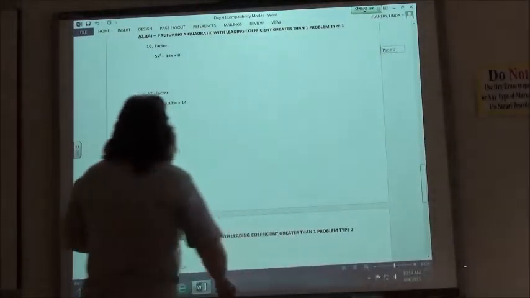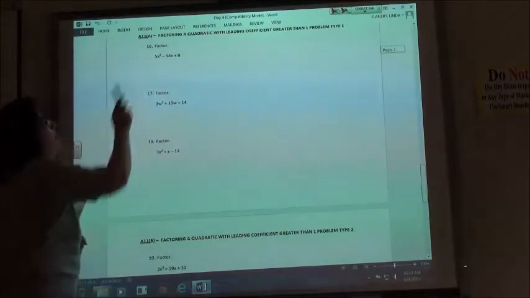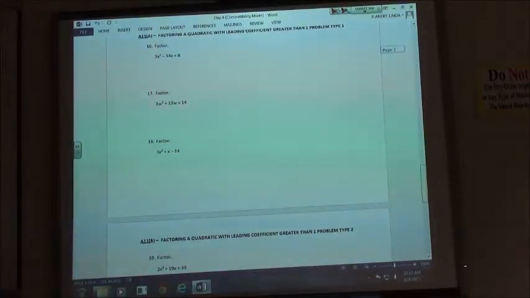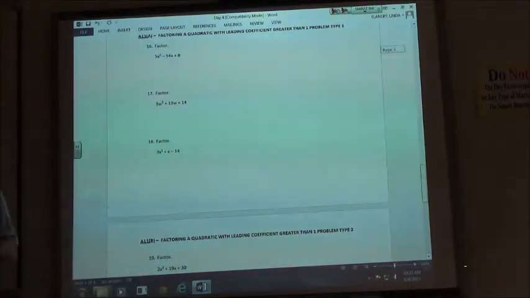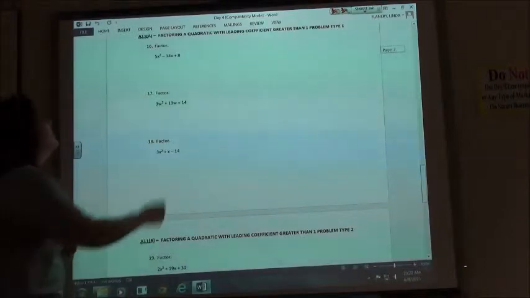So 16, 17, and 18, when I factor that, now I have a leading coefficient greater than 1. If that number in front of my x squared is a prime number, my factoring is a whole lot easier to do than if it's a composite number that has a whole lot of factoring. So they divided it into type A and type B. A is supposed to be easier than B because we have all those prime numbers in the beginning.